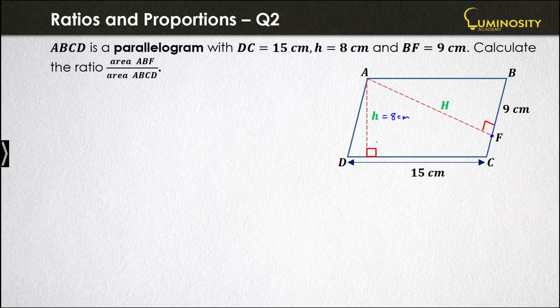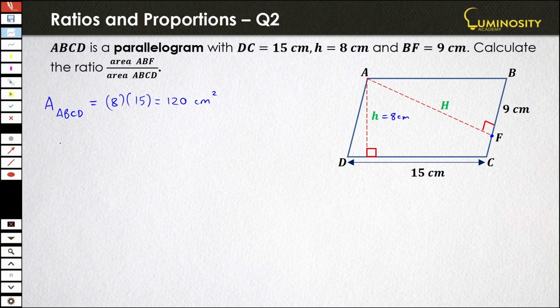First of all, the area of the parallelogram ABCD is going to be the perpendicular height times the base. So what is the perpendicular height of this parallelogram? We're given it as little h equals 8 centimeters, times the base of that perpendicular height. The base is here at DC, which is 15 centimeters. So it's going to be 8 times 15. That's 80 plus 40, which is 120. And because we have units, it's centimeters squared.